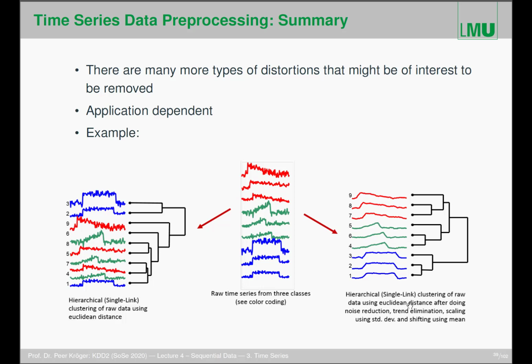If you do noise reduction, trend elimination, and scaling, and then do the same clustering, you end up with a clear cluster structure where you have the red ones in this cluster. This node represents the green ones, and this node here represents the blue ones. And that's exactly, in that case, what you want. But once again, this is just an example of one specific application. In another application, maybe noise reduction or trend elimination is not what you want. So be very careful about the whole thing with pre-processing.